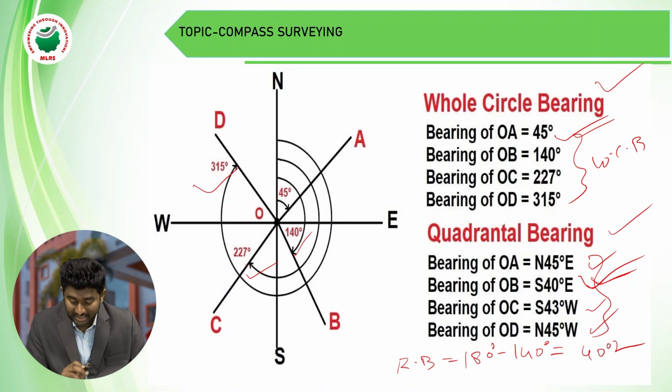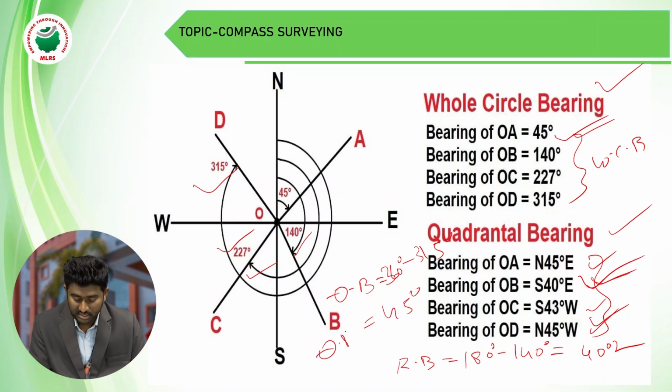Next, coming to 227 degrees: whole circle bearing value minus 180 equals the quadrantal reduced bearing. Next, coming to the last value of the quadrantal bearing, 45 degrees. Quadrantal bearing equals 360 degrees minus 315 degrees equals 45 degrees. This is the formula for converting between quadrantal bearing system and whole circle bearing system values.